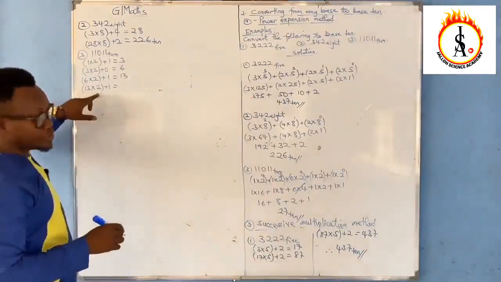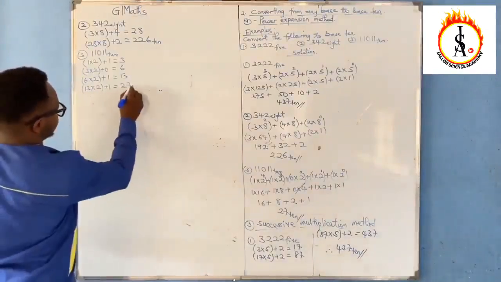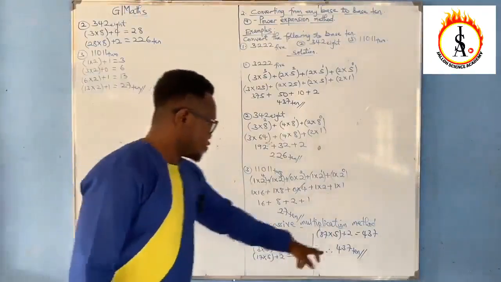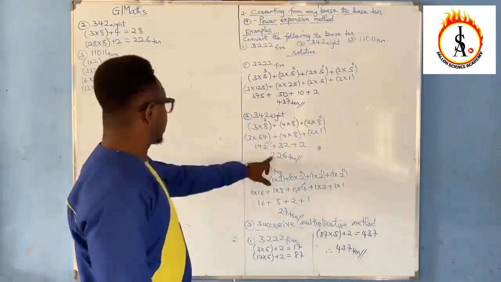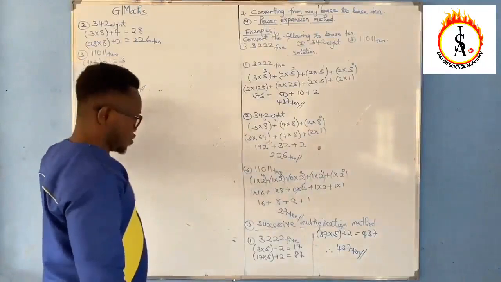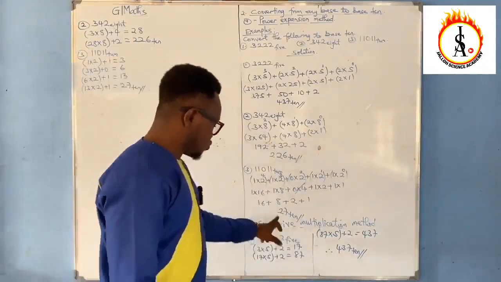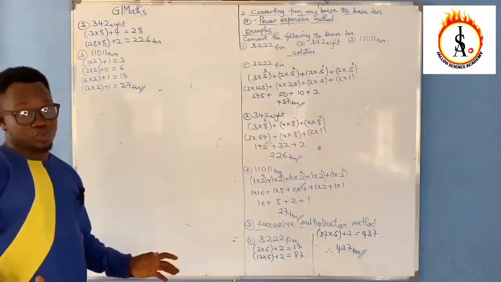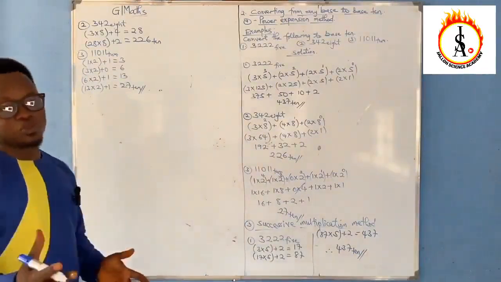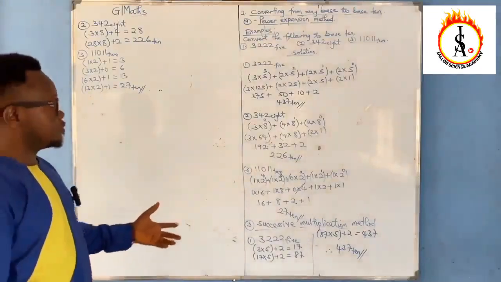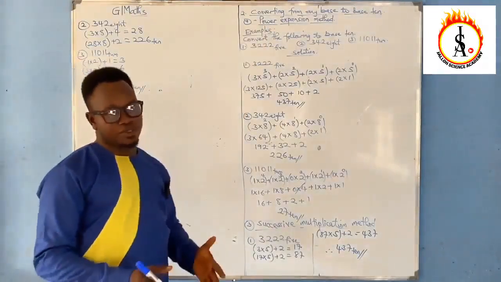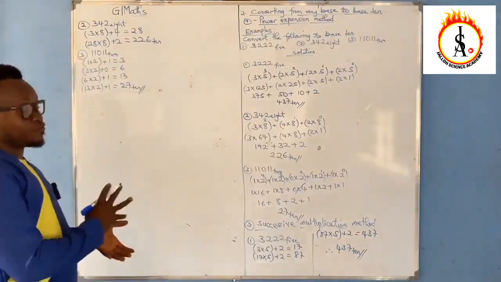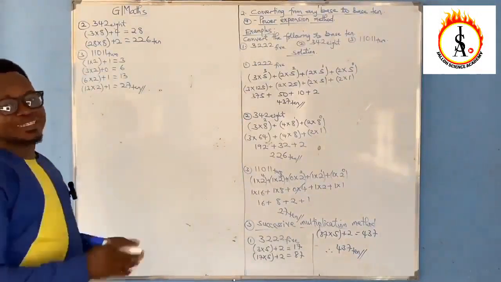13 by this is 26, plus 1, 27. If you observe, you finally got the same answers: 437, 437, 226, 226, and 27, and then 27. So irrespective of the method you choose to use, you arrive at the same answer. But in most of the textbooks that are available, it is the power expansion method that is being used. So this is how to convert from any base to base 10.